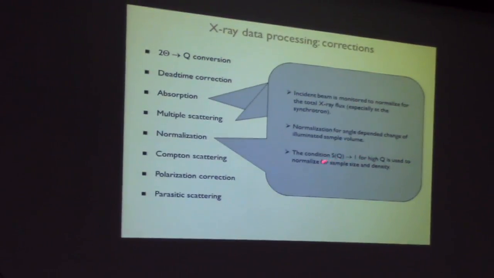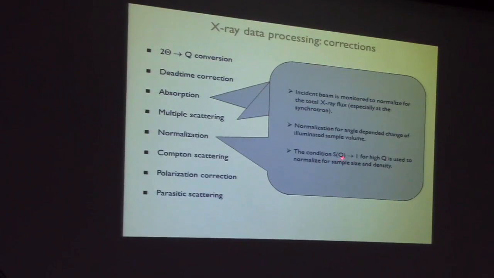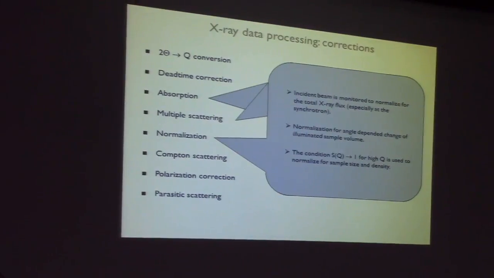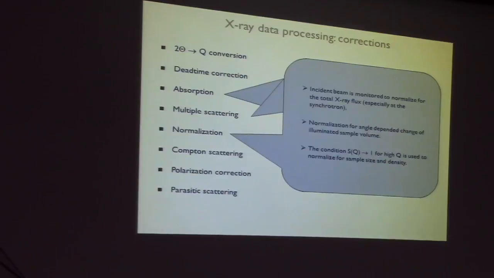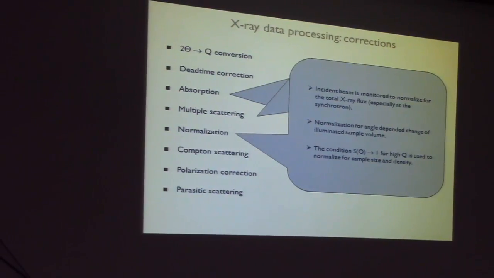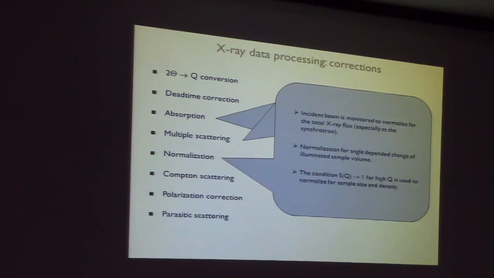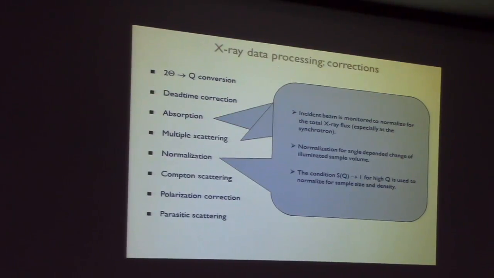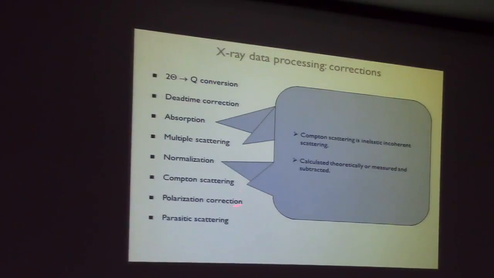And the final normalization is that we have this condition that as q goes to infinity, S(q) goes to 1. And that's basically what we use to figure out how much sample was in the beam. So in principle, if we know the density of our sample, we can get this absolutely, but normally we do it by trial and error.